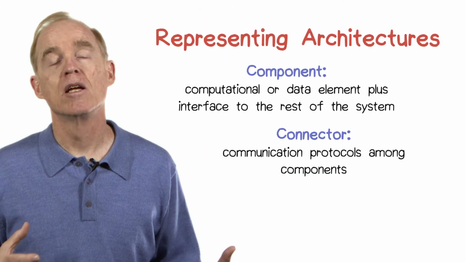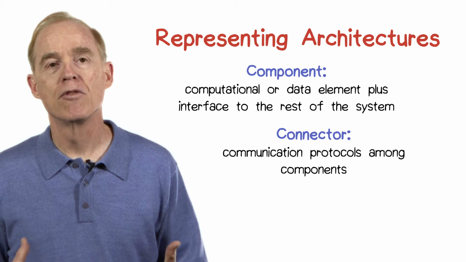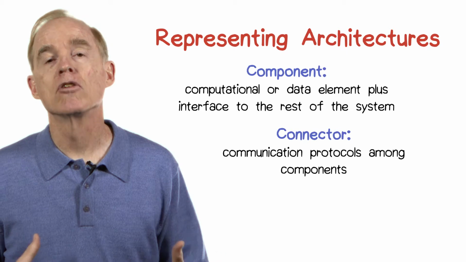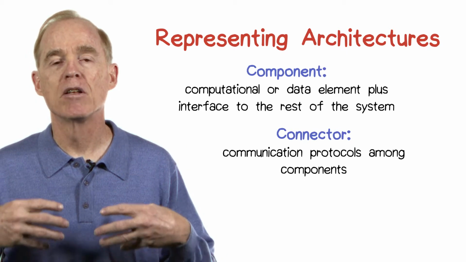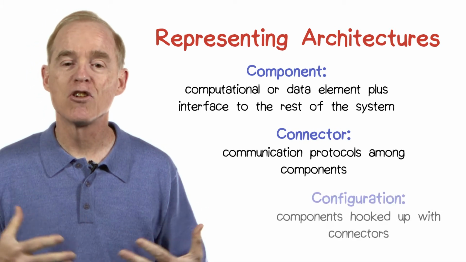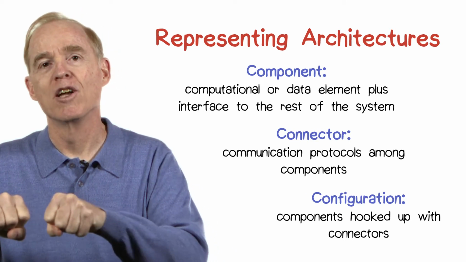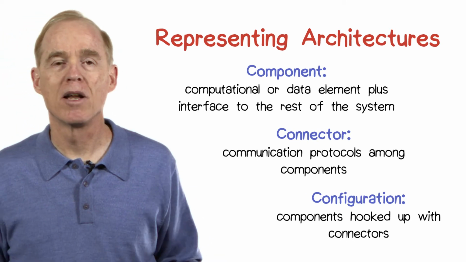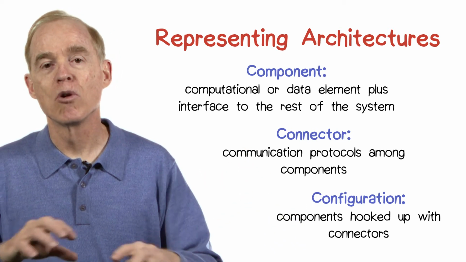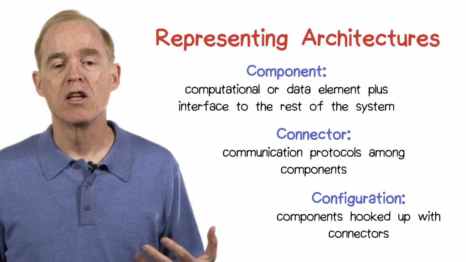A connector is essentially a communication protocol among components. Although it may have code associated with it for enforcing that particular protocol, its major element of defining the connector is that protocol. And then configurations is how you put those pieces together. You plug a connector into a component, you plug the other end of the connector into another component if it's a binary connector, and the ports then can talk to each other using the connector. That overall topology for the pieces is called a configuration.